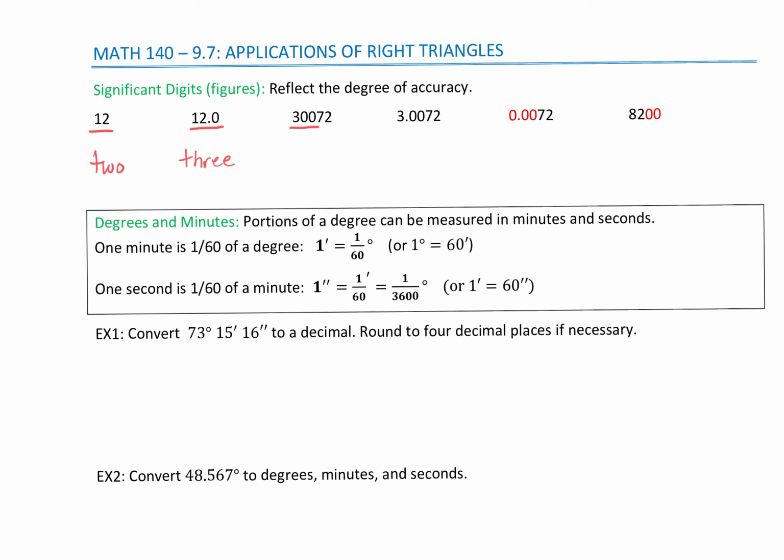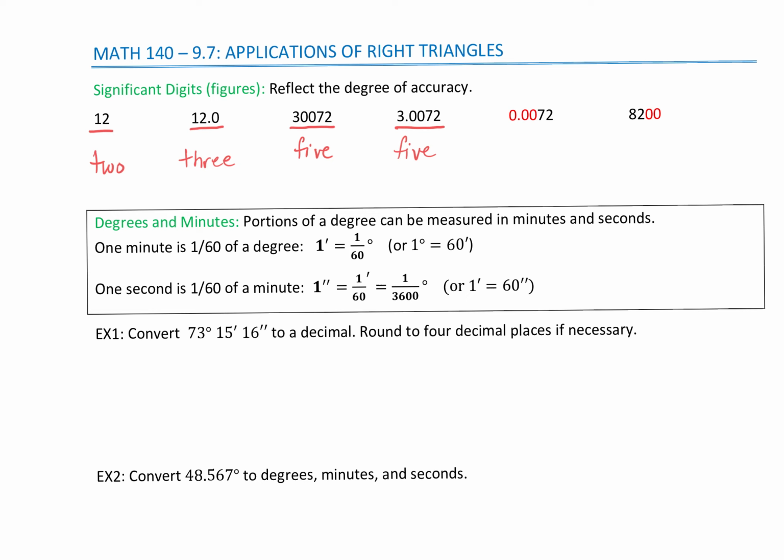If you have zeros between non-zero numbers, so notice that this is 3, 0, 0, 7, 2, so the zeros are between the 3 and the 7, then all of the digits are significant. So in this case, we have 5. And even if I were to add a decimal in there, it wouldn't change the number of significant figures because the zeros are between non-zero numbers. So we still have 5. So it's the last two cases that we have to be careful with.